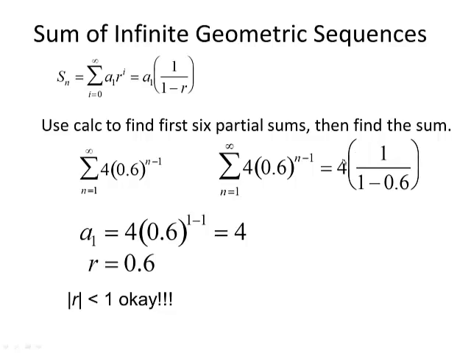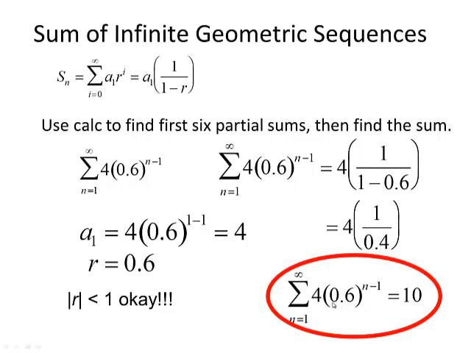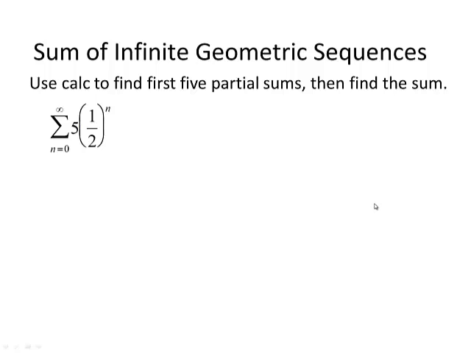So now A1 times 1 over 1 minus R, and then this is 4 times 1 over 1 minus 0.6, which is 0.4, and that will equal 10. If you can do the math here, that's 10. Or if you insist, you can put this in your calculator. You should know that 0.4 goes into 4 10 times. All right. Let's try another one.